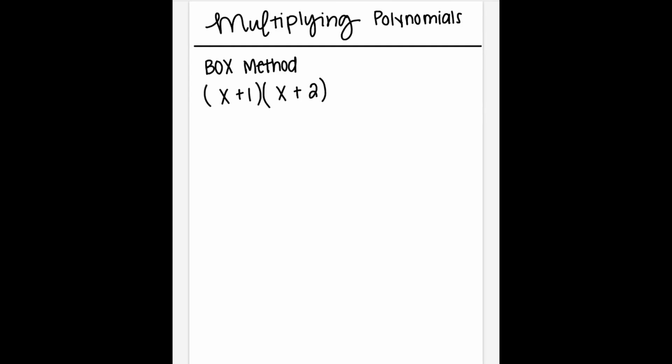The first step you might think of doing is multiplying x times x and 1 times 2. That is incorrect. So before we move any further, I just want to make sure that we understand we are not only multiplying x times x and 1 times 2. The box method keeps us from making this mistake. The box method allows us to set up a box that would be 2 terms high and 2 terms wide.